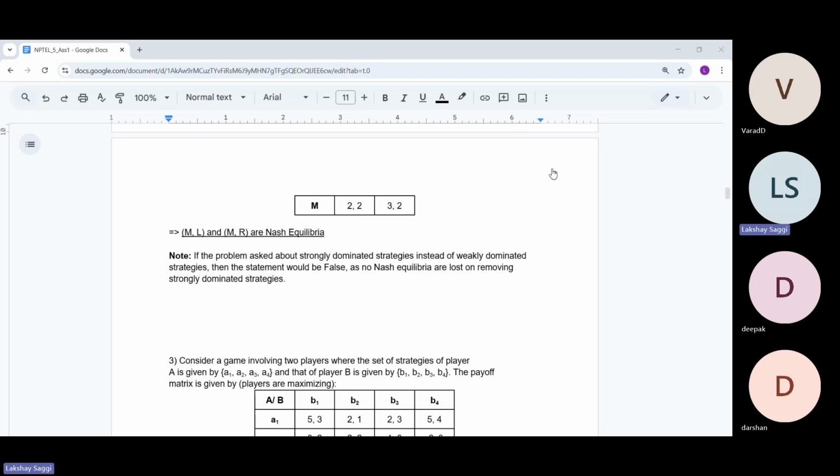And just a side note, which I also told you: if the problem had instead asked about strongly dominated strategies instead of weakly dominated, then the statement would be false, because no Nash equilibria are lost on removing strongly dominated strategies. If you remove weakly dominated strategies, we just saw some examples where some Nash equilibria were lost. But you can actually prove that on removing strongly dominated strategies, no Nash equilibria will ever be lost. So yeah, just a side note.